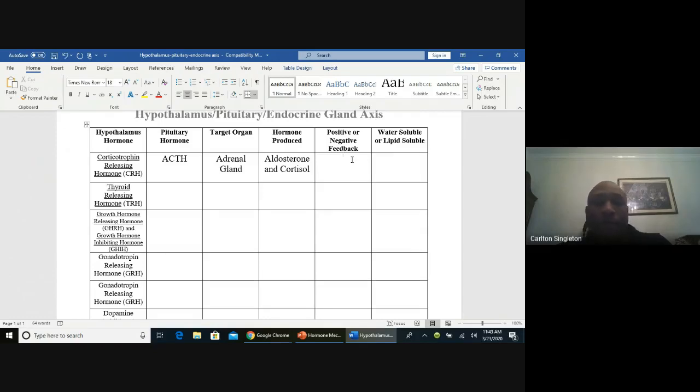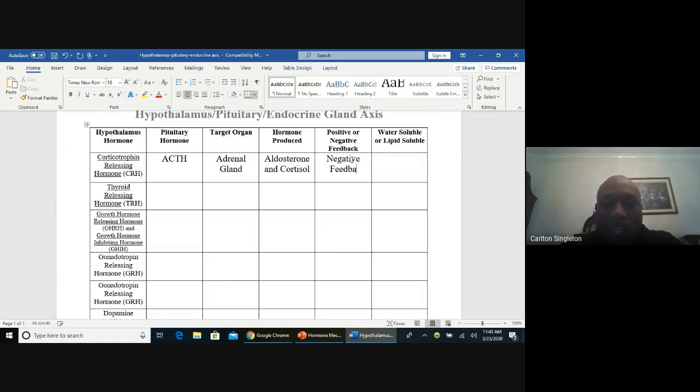It's your business. Okay, so the hypothalamus releases CRH, which stimulates the release of ACTH from the anterior pituitary. ACTH then goes to the adrenal gland and produces 2 hormones, aldosterone and cortisol. Okay, this is controlled by negative feedback. So when one gets too high, it shuts the whole system off.